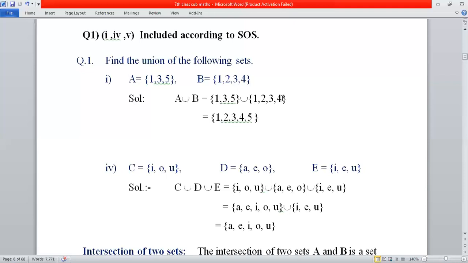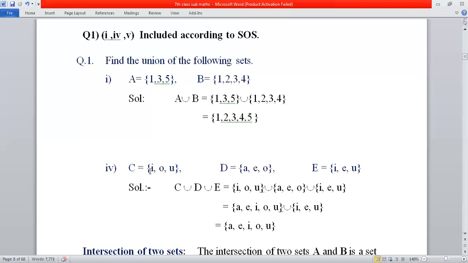1 is present in both sets, so we write it one time. Similarly, 3 is also present in both sets, so we write it one time. And 2, 4, and 5 we copy as they are. So it means that in A union B, all the elements of A and B will come, and the common elements we write once. Now come to the fourth part.